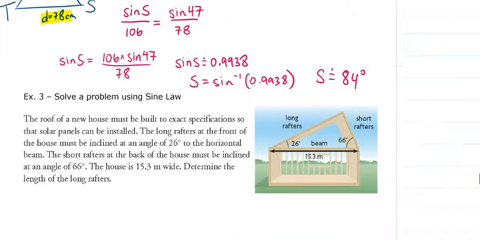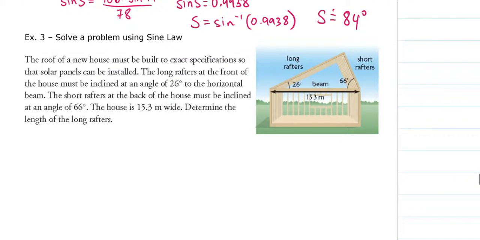All right, let's solve an application problem using the sine law. So the roof of a new house must be built to exact specifications so that the solar panels can be installed. The long rafters of the front of the house must be inclined at an angle of 26 degrees to the horizontal beam. The short rafters at the back of the house must be inclined at an angle of 66 degrees. The house is 15.3 meters wide. Determine the length of the long rafters.